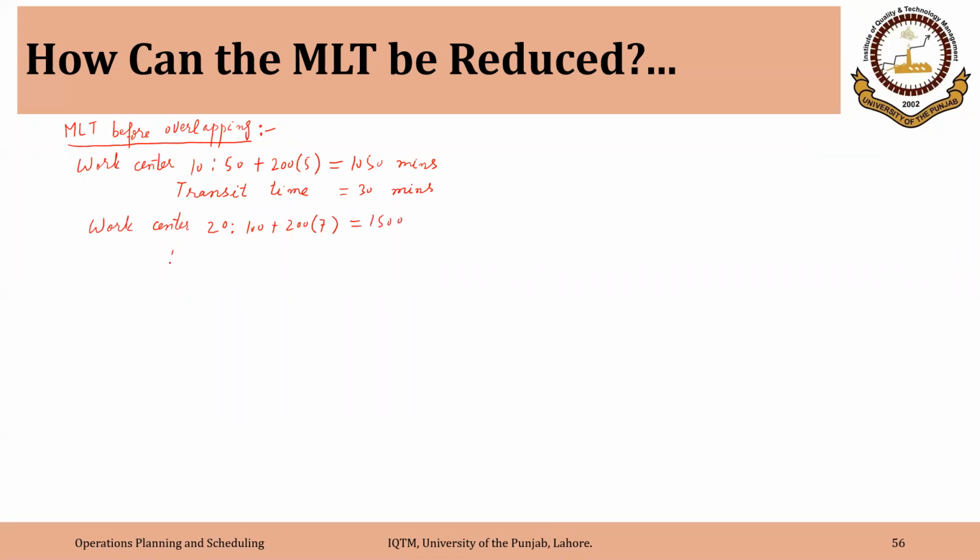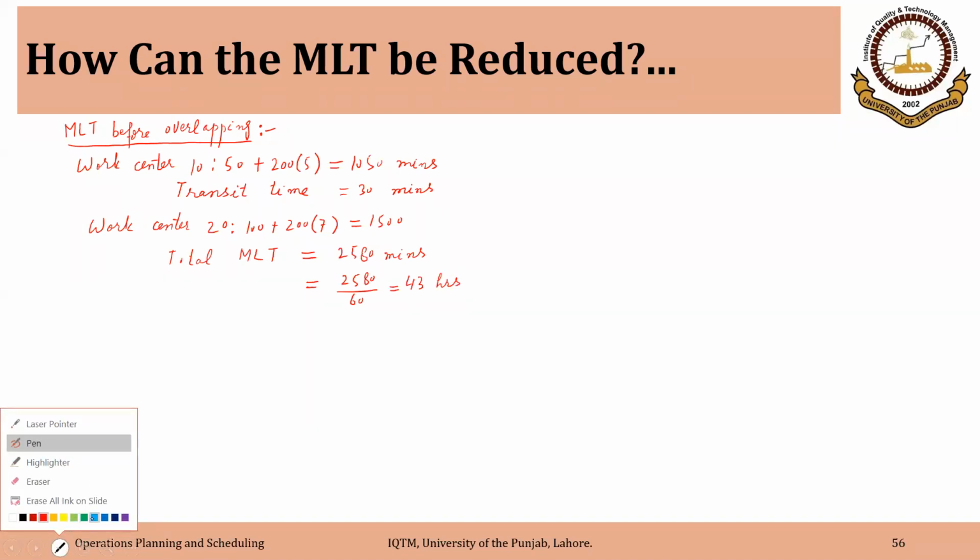So total manufacturing lead time will be the sum of these. So that will be equal to 1050 plus 30 plus 1500. So that will be equal to 2580 minutes. And we can divide by 50 to convert into hours. So that will be equal to 43. So that is the manufacturing lead time before overlapping.